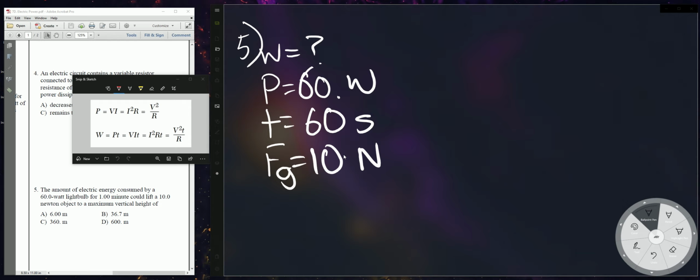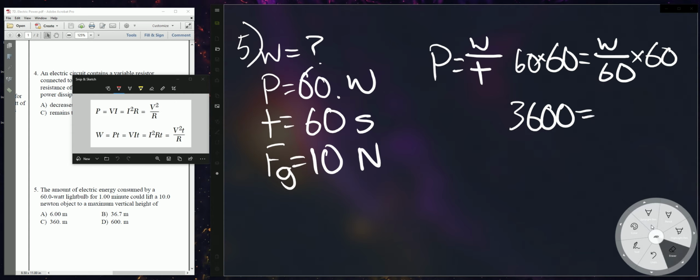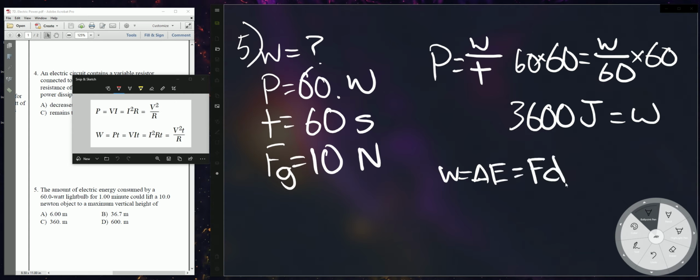So you have to apply a bit of logic to this. Power is work over time. So 60 watts, work, 60 seconds. So 60 times 60, because you want this on the other side. So you get 3,600 joules of energy. So that's your work. And now that you have your work, you know your work is your change in total energy. It's also your force times distance on your reference table.